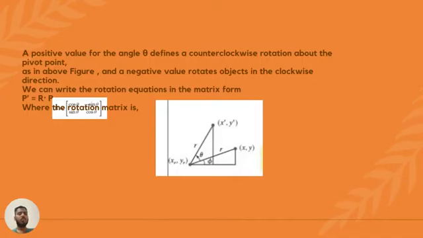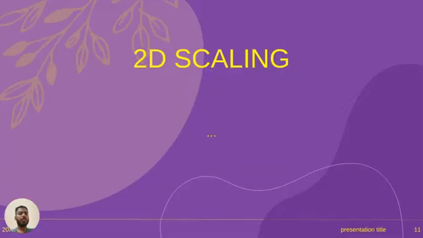A positive value for the angle theta defines a counterclockwise rotation about the pivot point. As in our figure, a negative value rotates the object in the clockwise direction. We can write the rotation equation in matrix form: P dash is equal to R dot P.